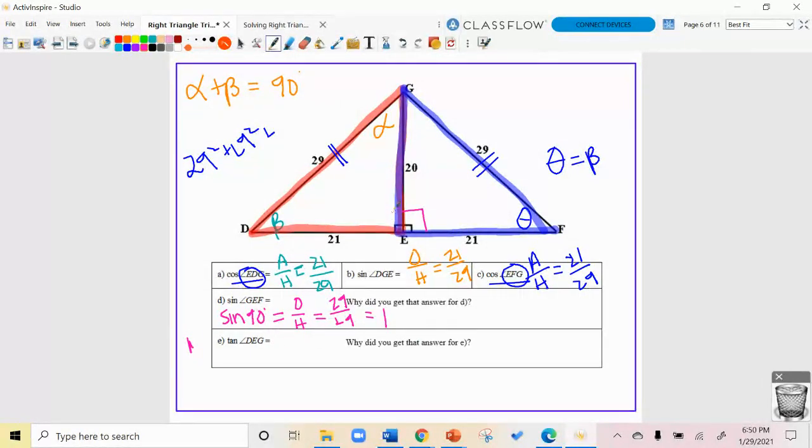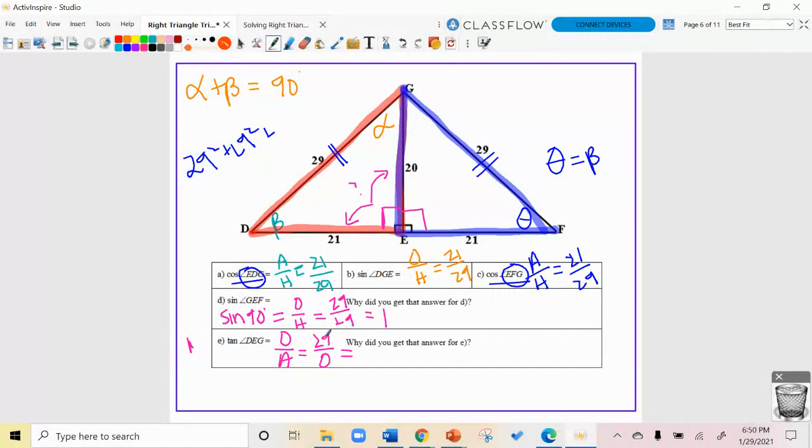And then the tangent of DEG, that's also a right angle. So tangent is opposite over adjacent. So what's opposite of this 90-degree angle? It's the hypotenuse. A little weird. Let's write it. What's adjacent? Uh-oh. Is it this or is it this? I don't know. I'm just going to stick a 0. I don't know.